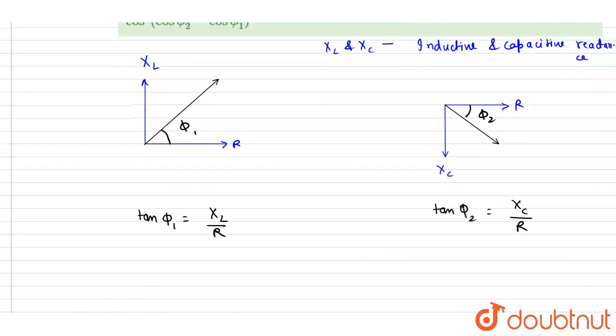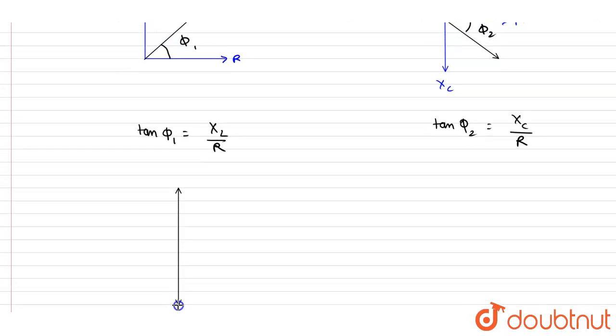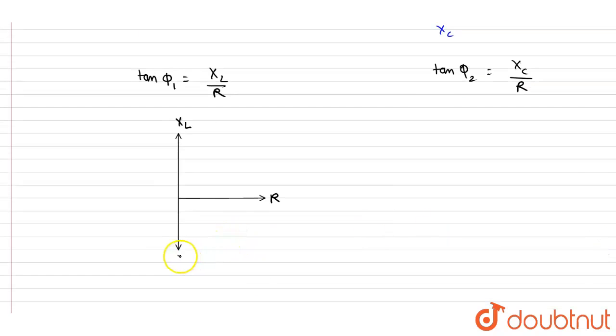Now the three are connected in series. Like this. And here this is XL and this is XC. Right? So when the three will be connected, what will be the phase difference? So if you see here, it will be XL minus XC and here it will be R. This is XL minus XC and this will be R.